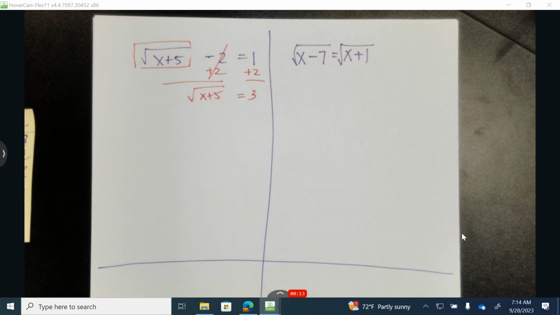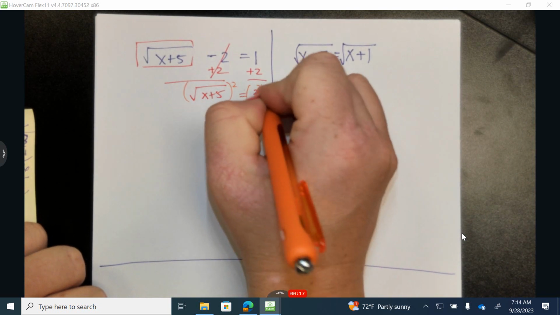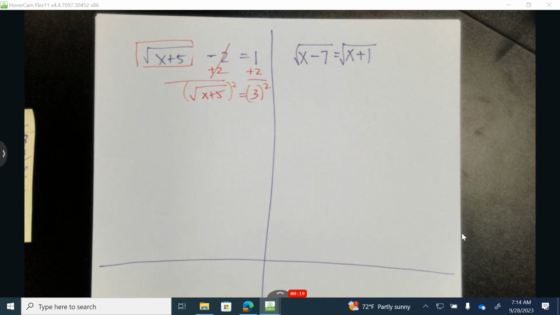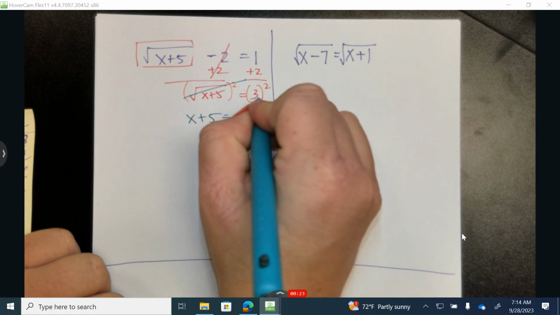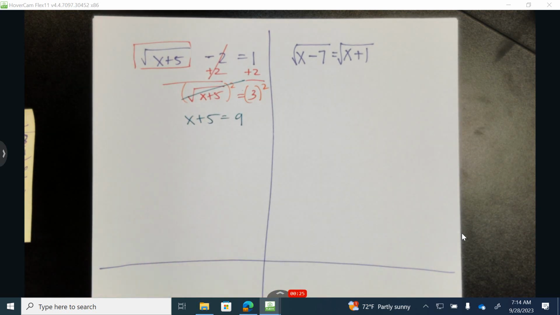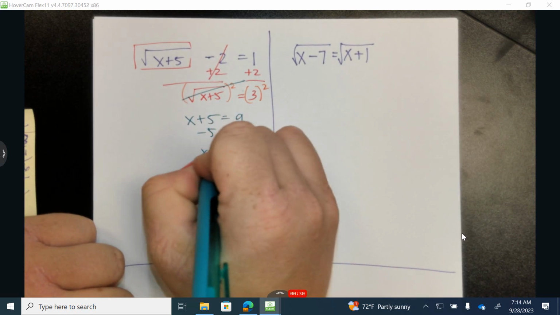Now, opposite of taking the square root of something is squaring it. So on both sides, I'm going to square it. And the reason I do that is on the left-hand side, the square root and the square cancel. I bring down x plus 5, and 3 squared is 9. I'm going to move 5 to the opposite side, and we have x equals 4.